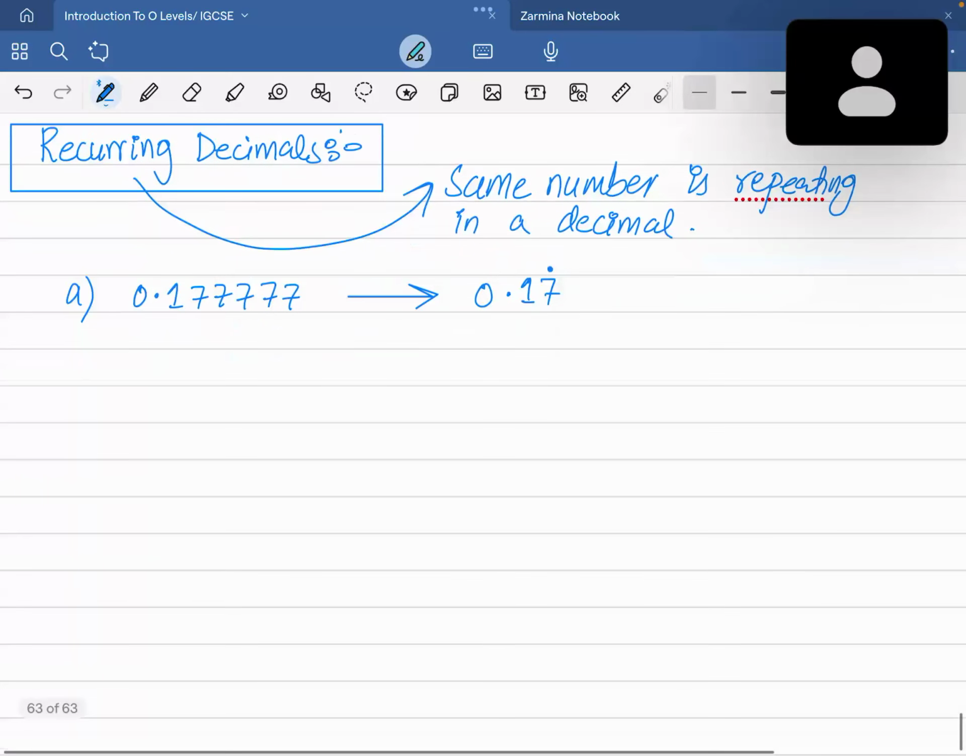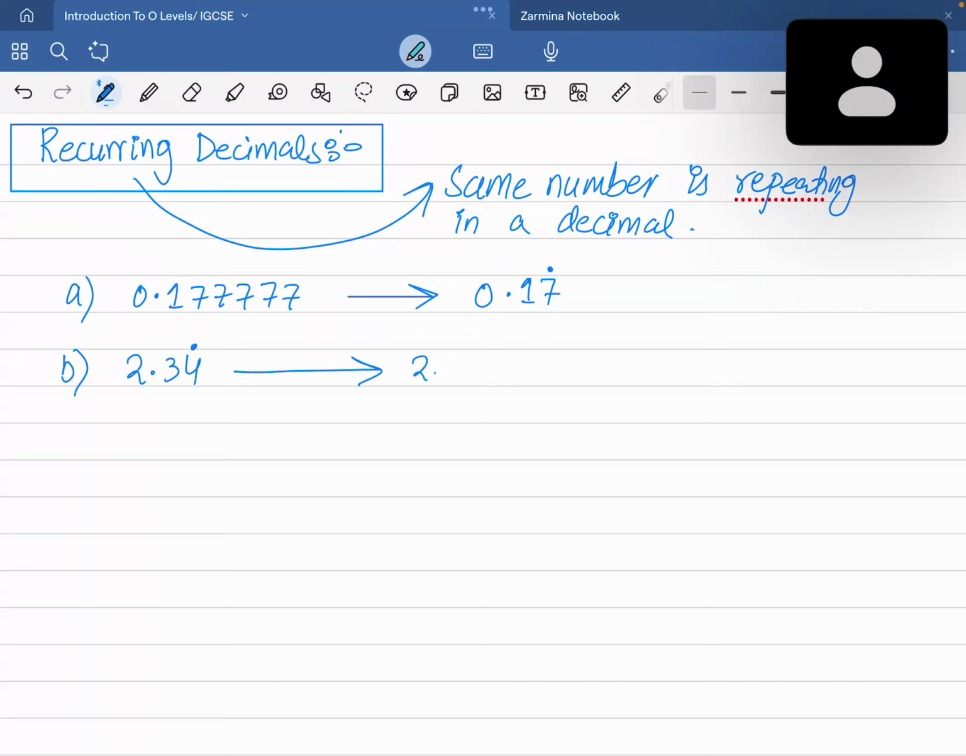All right. So recurring decimal fractions we are going to study today, and it is saying the same number is repeating in a decimal. So you can see that 0.177 is repeating. So you have to denote that number as 7 with a dot. For example, if the examiner is saying that 2.34 and 4 is recurring, you have to write 2.34 repeating. Is this clear or not?